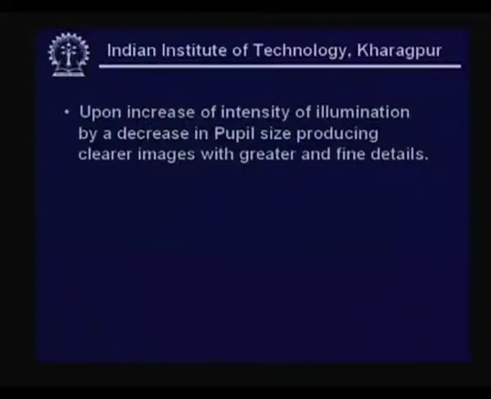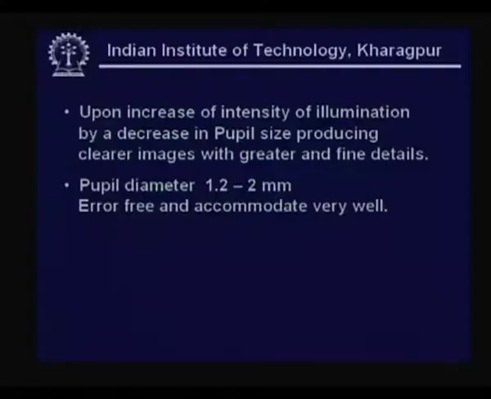Now, whenever there is an increase in the intensity of illumination, what happens? The pupil size decreases, so that you get clearer images with greater fine details. And fine details would mean which set of nerves are responsible? It is the cone cells in the foveal region. The fine details, as already brought to you, are due to photopic vision, which is essentially due to the cone cells.